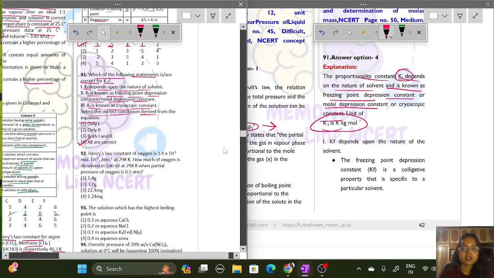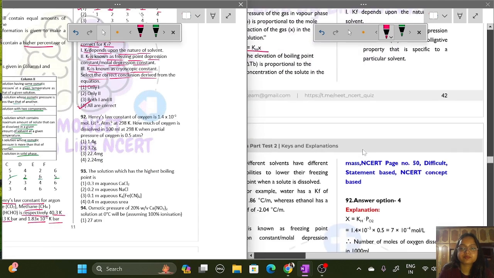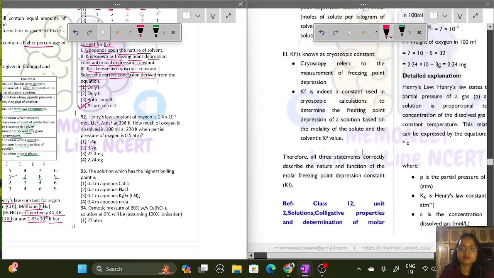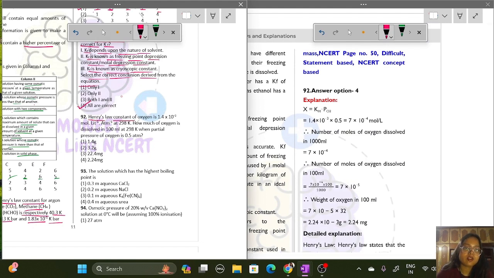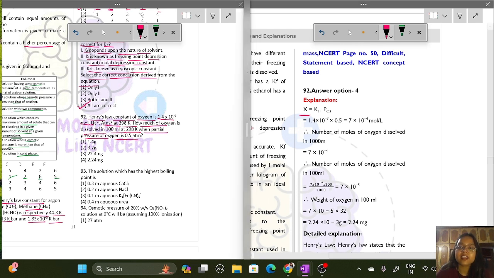Okay. Question number 92. Henry's law constant of oxygen is 1.4 into 10 to the power minus 3 mole per liter atm inverse at 298 Kelvin. How much oxygen is dissolved in 100 ml at 298 Kelvin when the partial pressure of oxygen is 0.5 atm? Okay, so X is equal to KH into P of O2. It will be 7 into 10 to the power minus 4 mole.